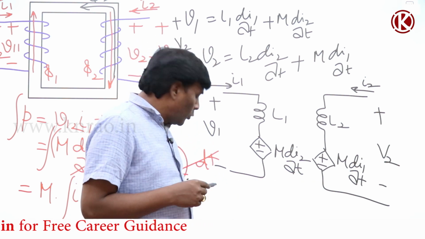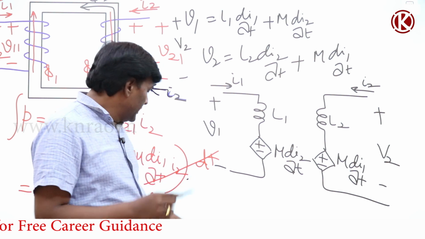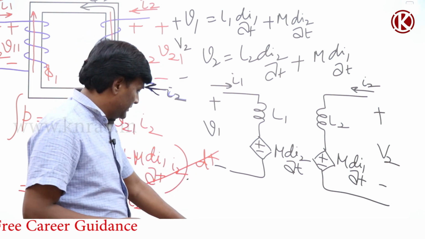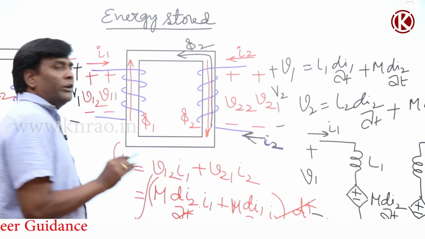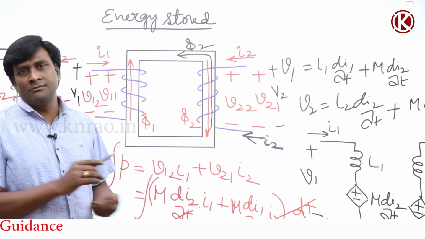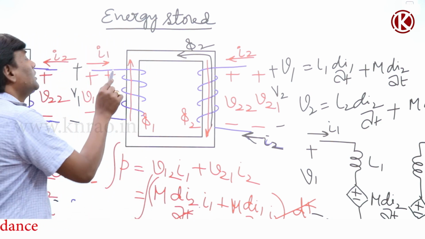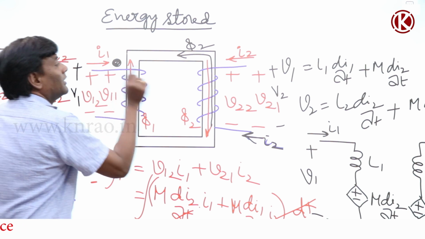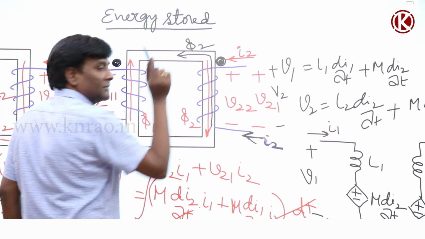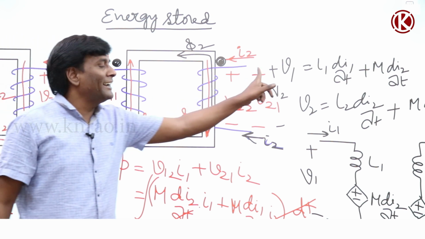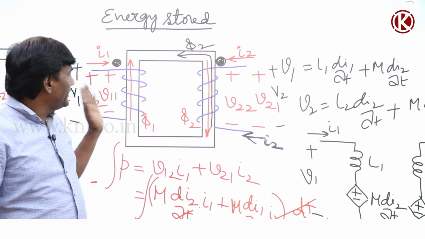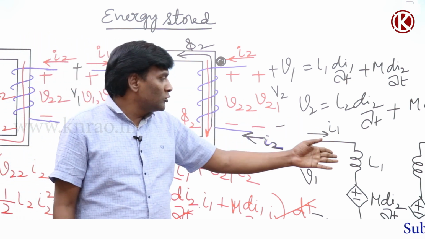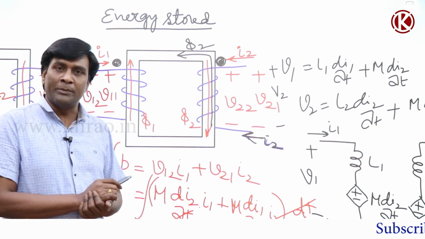Now if I go ahead with the dot convention, where we have to keep the dots, we already discussed a lot about dots. So if I keep one dot here, another dot should be here. If both currents are entering into the dots, net flux is going to be increased, so net induced voltage has to be increased. So that is going to be the model with dependent sources.